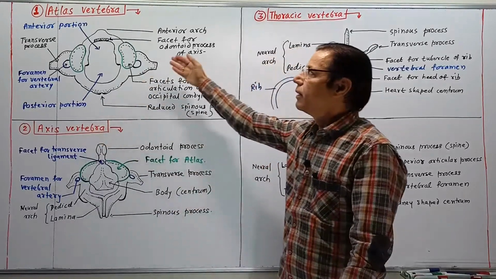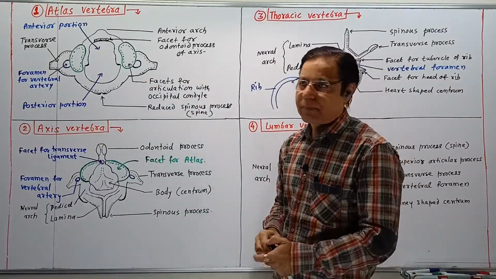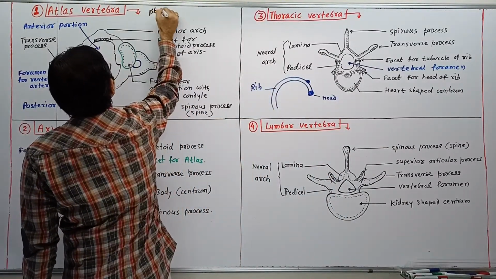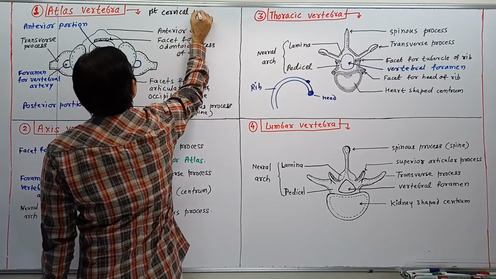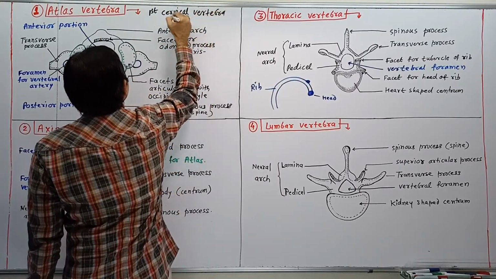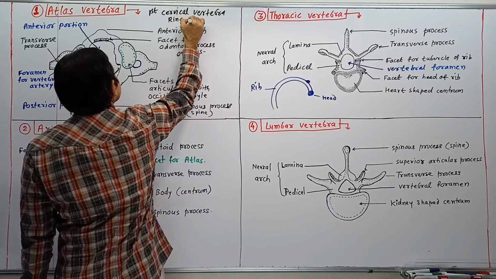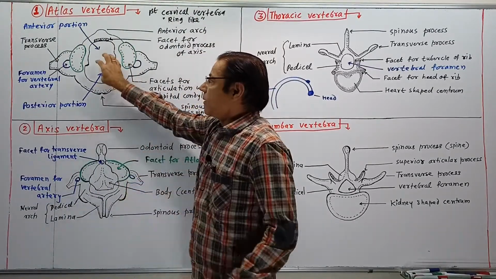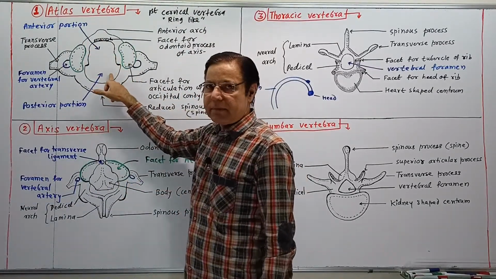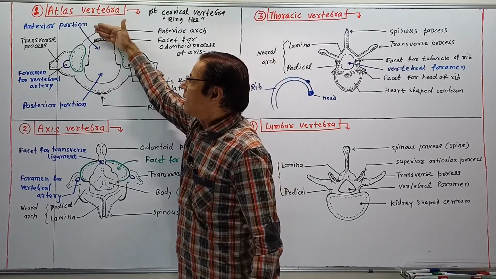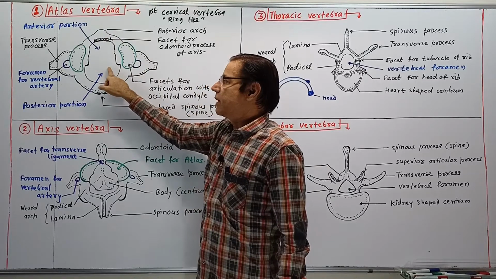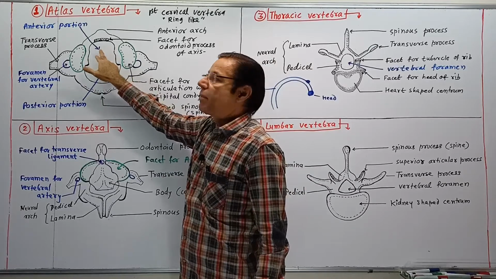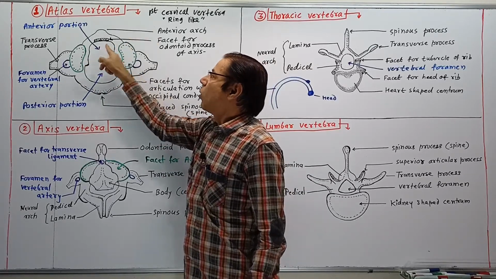Okay, first of all, about the structure of atlas. Atlas is the first cervical vertebra, and it is somewhat ring-like. Why? Because it has a broad vertebral foramen divided into two parts: anterior part of the vertebral foramen and posterior part of the vertebral foramen. The anterior part of the vertebral foramen has a facet for the odontoid process.